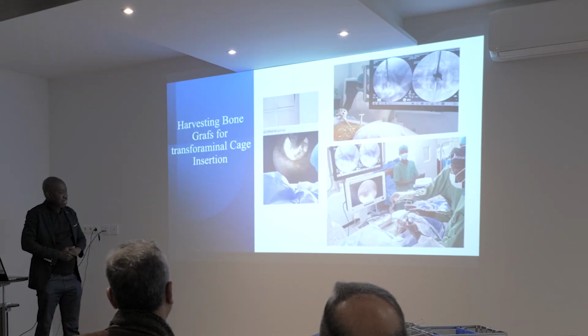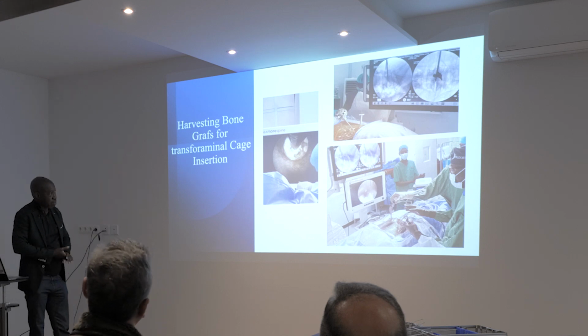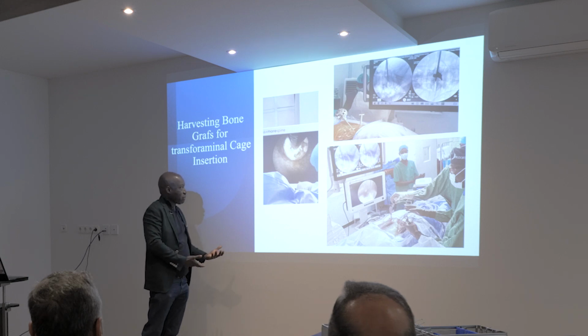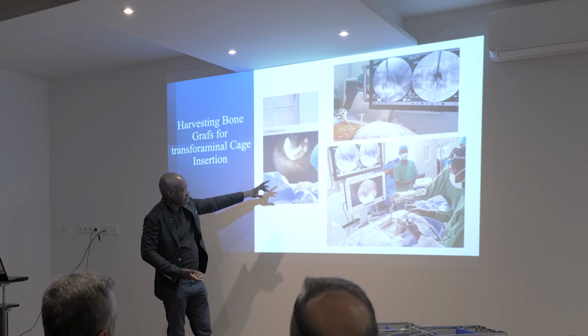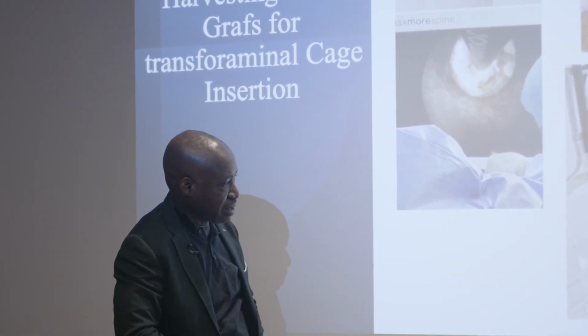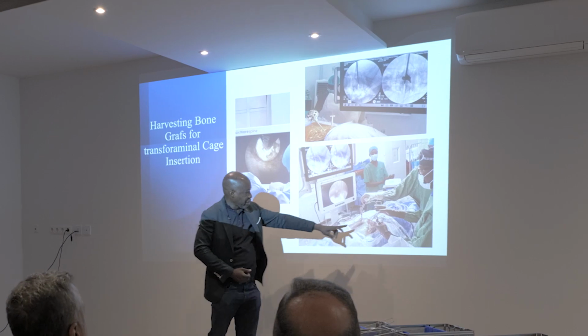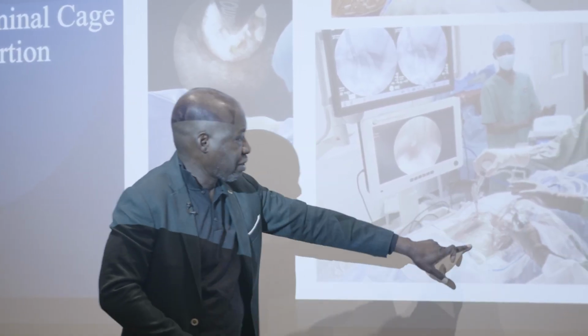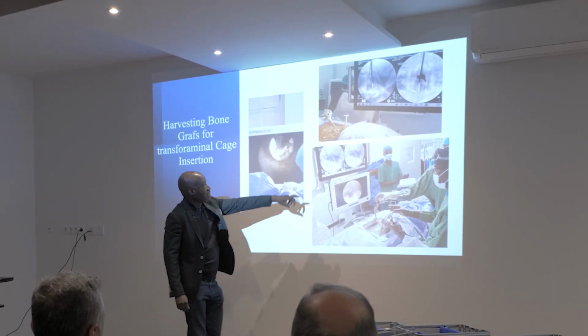Also, using the PSLD, we do bone harvesting. We are living in a very resource-limited environment whereby the bone chips can be expensive. So instead of going to the market or to the shop to buy the bone chips, I harvest the bone chips using PSLD interlaminally. And then I go transforaminal to inside the cage. Like here, this one we took the bone graft, and this is how we insert. You can see it here.